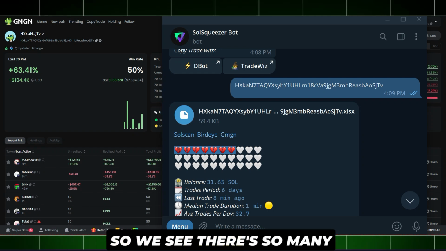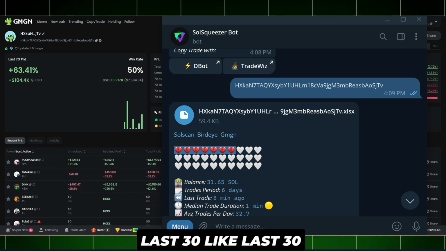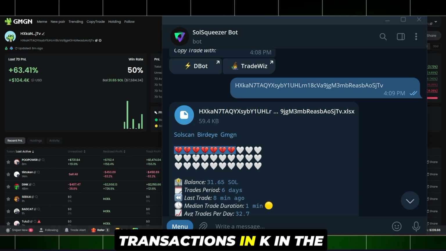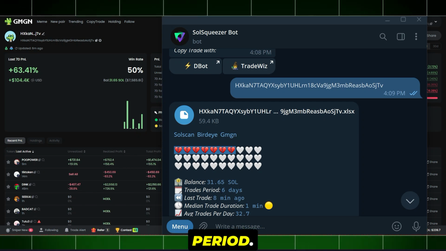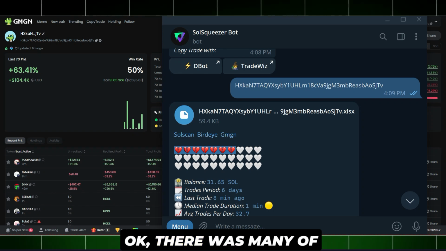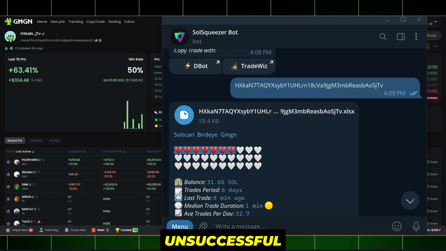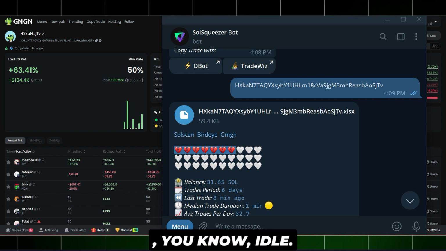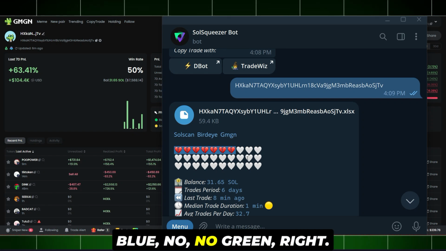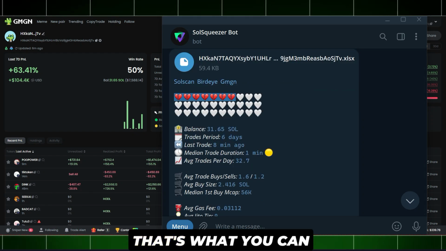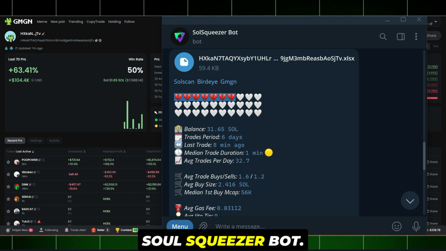So we see there are so many transactions in the last 6 days trade period, and many of those transactions were unsuccessful, and some of them were just idle. There was no red, no blue, no green, right? So that's what you can actually achieve using this SolSqueezer bot, okay?